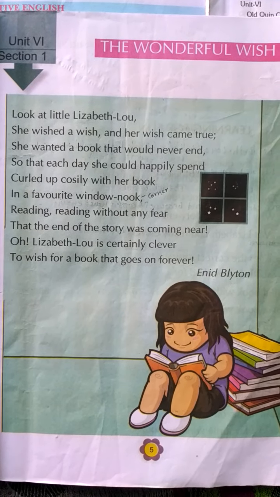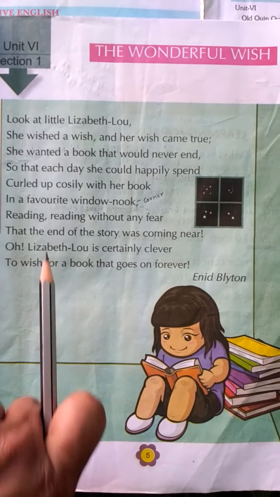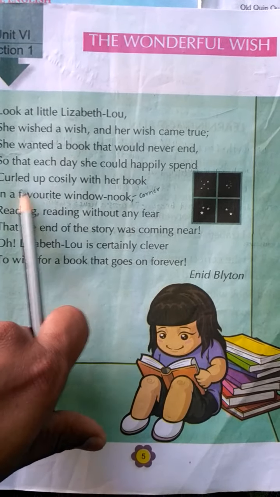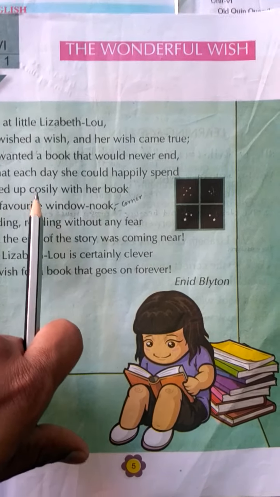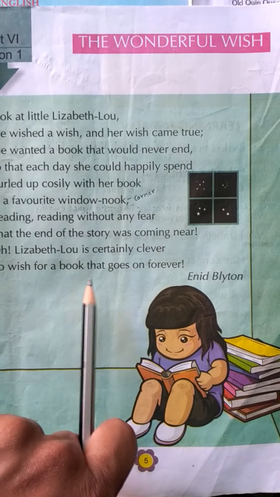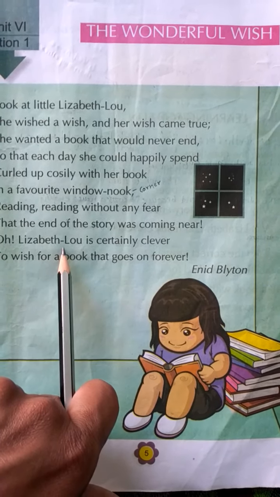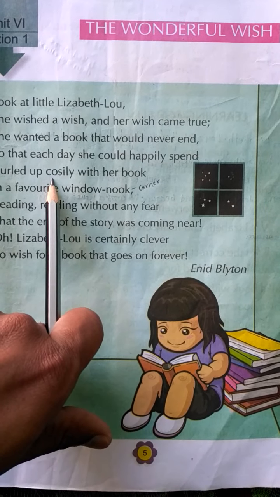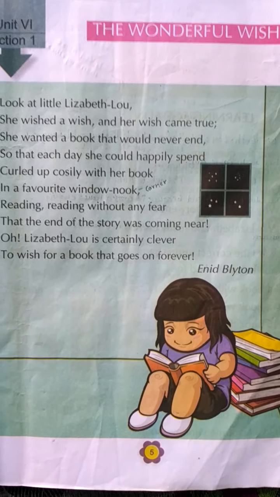There is no difficulty in this chapter. The poem is very easy. There are some words like nook means corner, and favorite, you know, curled up means sit quietly. And one more thing is there, you can see here this one, Elizabeth Love. This is the name, this is from another language, Hebrew language. And cozily means comfortably. There is nothing difficult in this chapter.